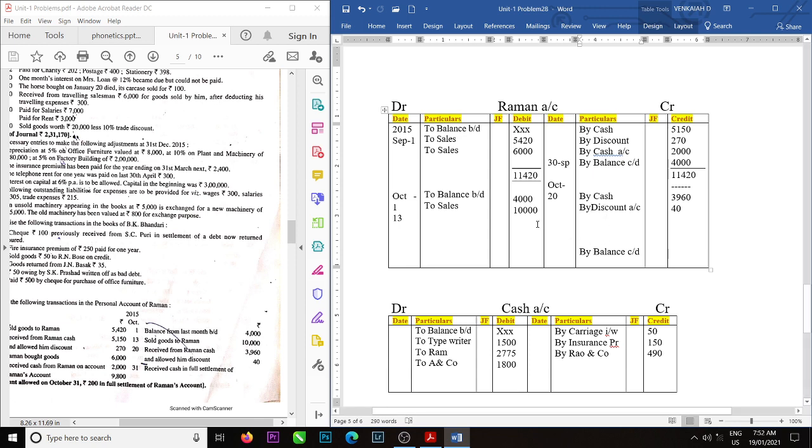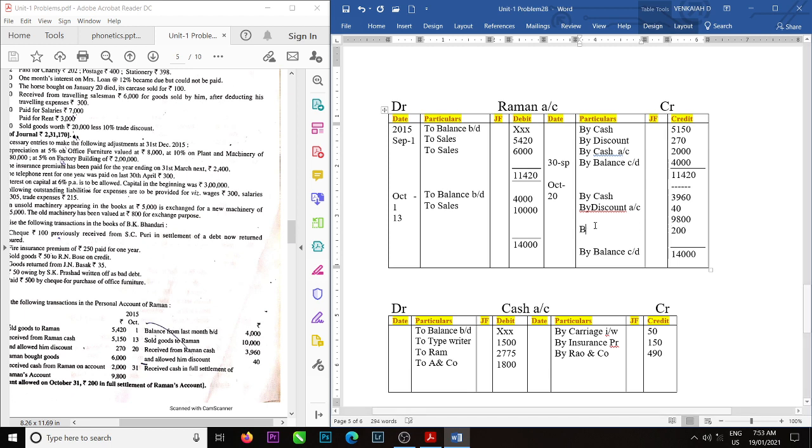First we will find out what is the balance. Total is 14,000. The credit total is 4,000. So 14,000 minus 4,000, out of 10,000, balance amount 10,000, cash received is 9,800. Cash received is 9,800. Balance amount is 200.